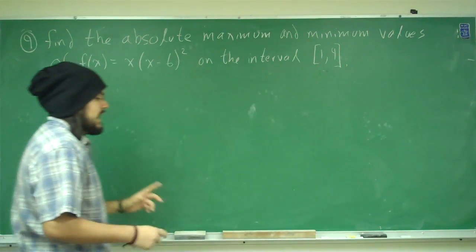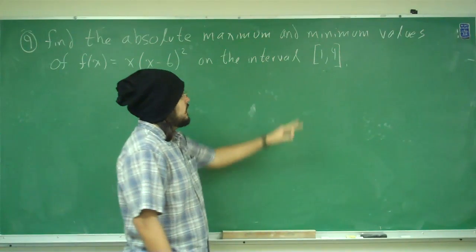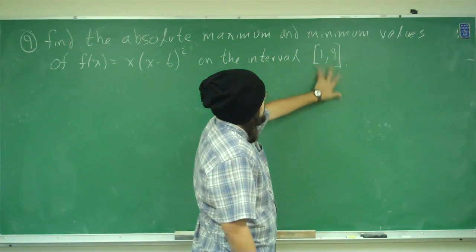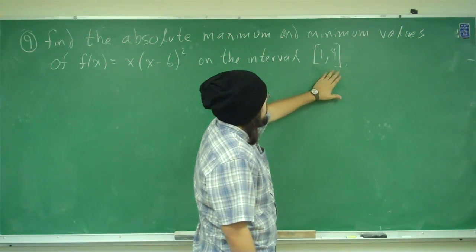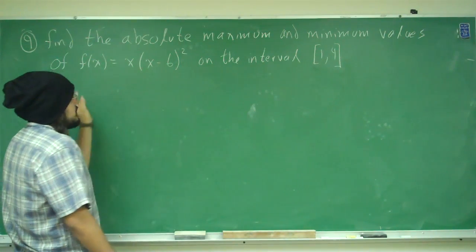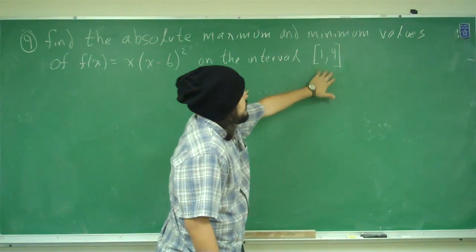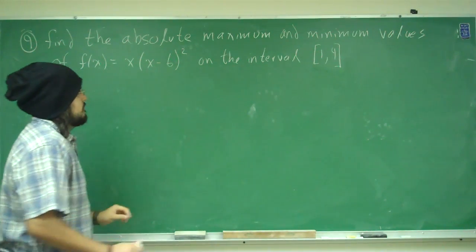Okay, in order to find the absolute max and min, we have to find critical points, and we also have to look at our endpoints of our domain. So 1 and 4 are also critical points. So even though we find critical points by making the derivative equal to 0, we also must include 1 and 4 as our critical points. Just putting that out there.